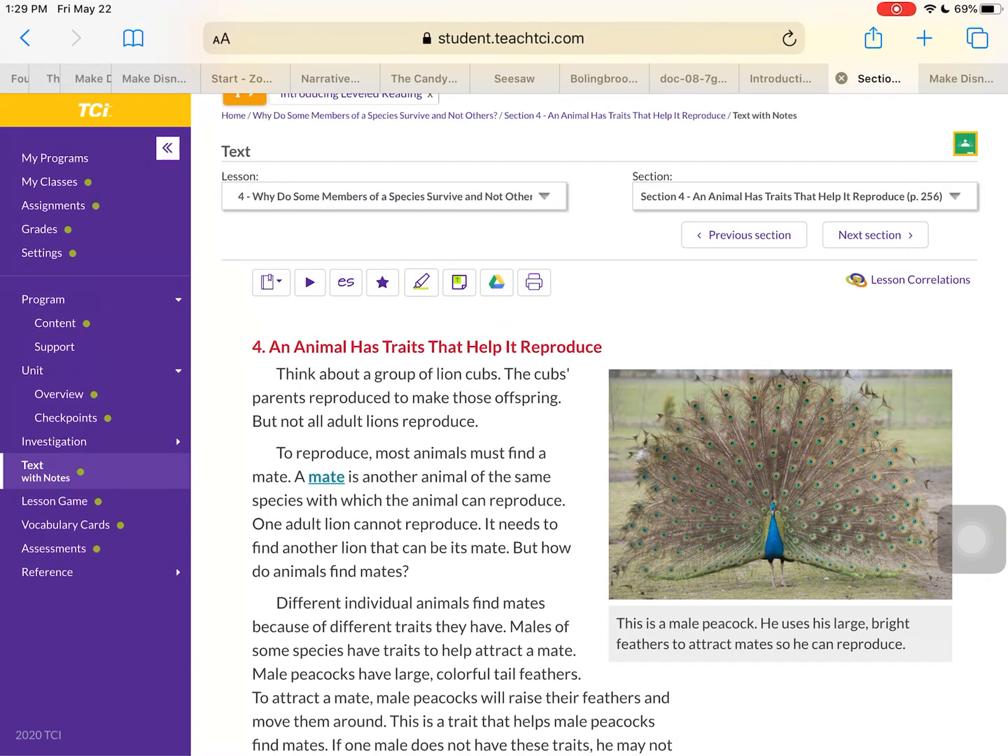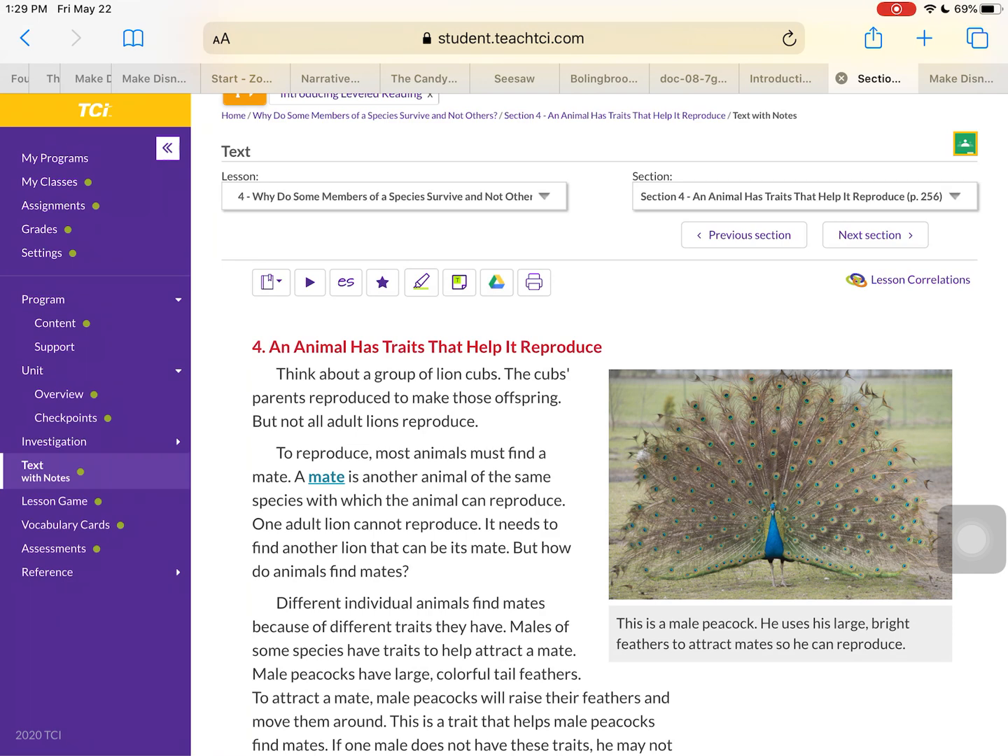So, here we go. An animal has traits that help it reproduce. Think about a group of lion cubs. The cubs' parents reproduced to make those offspring, but not all adult lions reproduce. To reproduce, most animals must find a mate. A mate is another animal of the same species with which the animal can reproduce. One adult lion cannot reproduce. It needs to find another lion that can be its mate.